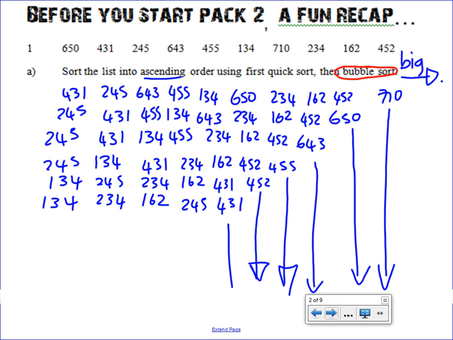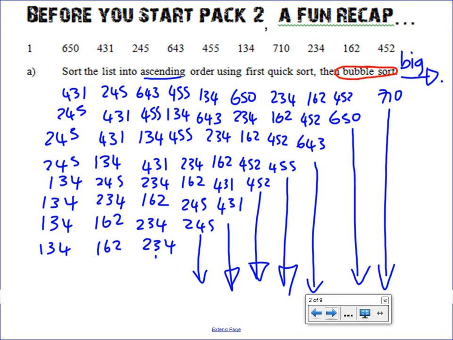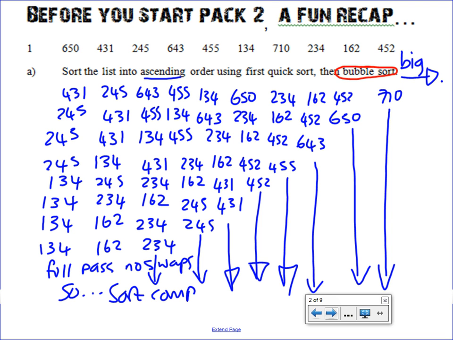4, 3, 1 can't move, is now fixed. 1, 3, 4 can't move. 2, 3, 4 can move one place. 2, 4, 5 can't move, now fixed. 1, 3, 4 can't move. 1, 6, 2 can't move. 2, 3, 4 can't move, now fixed. And that was a full pass with no swaps. So, this sort is complete.